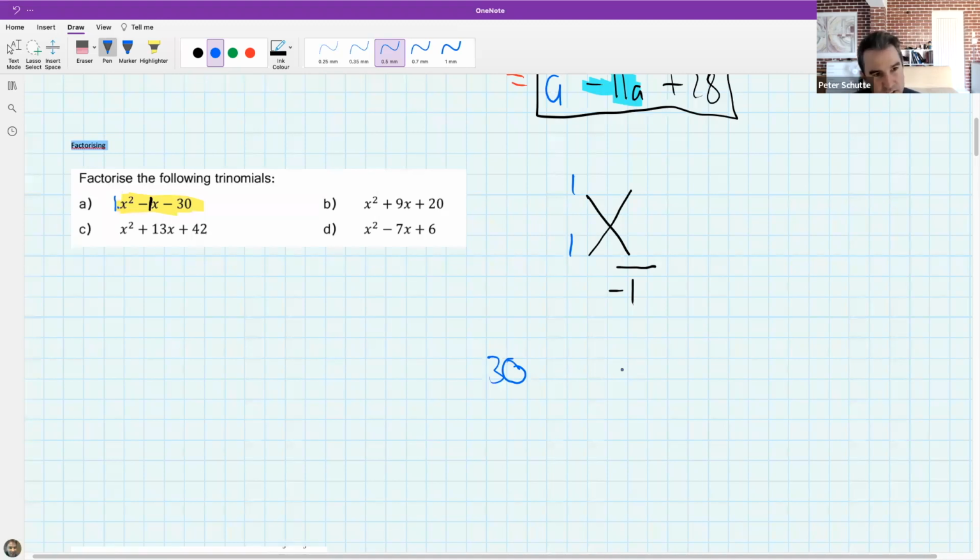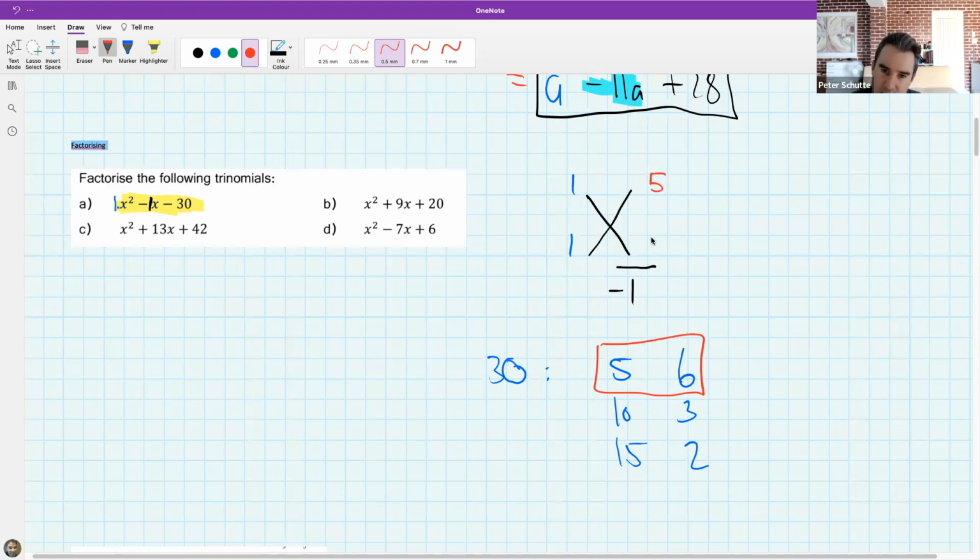From what I can think of, 30 could be broken down into 5 and 6, or 10 and 3, or 15 and 2. Just as a quick vote, which factors do you think I should choose to solve my trinomial? Put it in the chat. I've got a choice now, and some of you might have seen this method before. I think a lot of you know that I need to somehow get to -1, and the way to get to -1 is to choose the factors that are quite close together, which are these ones. So I'm going to put a 5 here and a 6 here.